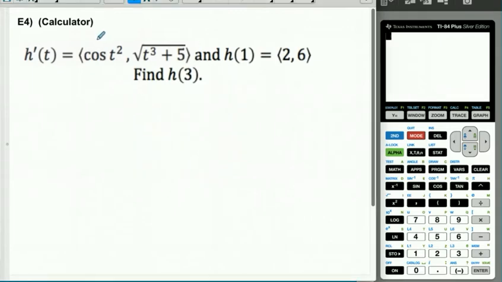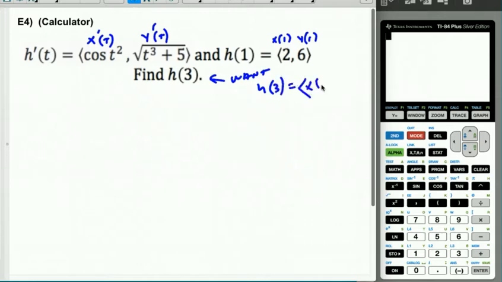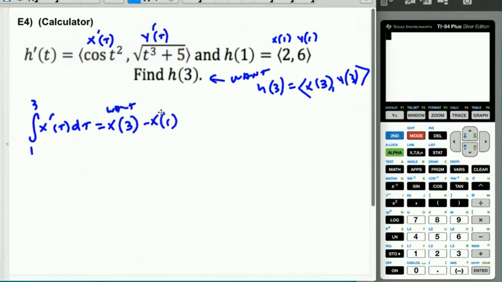So we know if this is our h prime of t, let's go ahead and call this x prime of t, and this is y prime of t. So we know x of 1, and we know y of 1, and what we want is x of 3 and y of 3. Well, that's a first fundamental theorem of calculus problem, right? So if I integrate x prime of t dt from 1 to 3, I'm going to get x of 3, which is the thing I want, minus x of 1, which is the thing I know, and this is a thing I can make my calculator do.